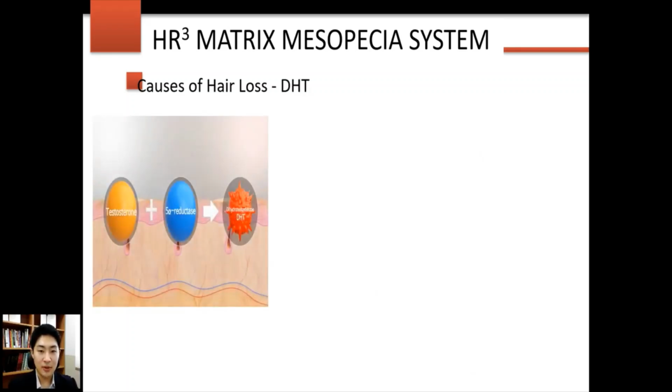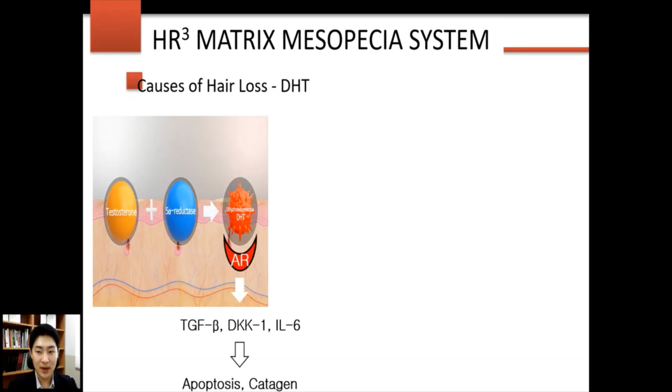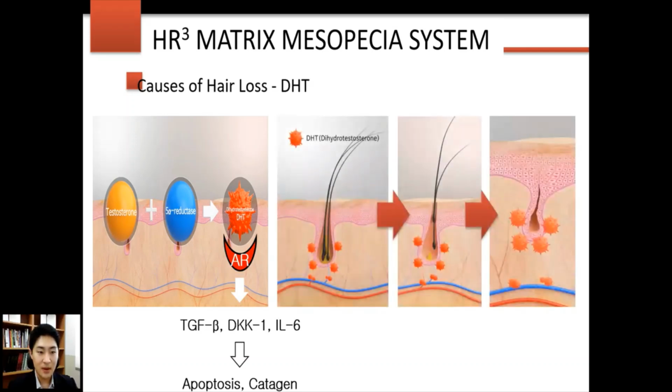When testosterone in the blood reaches the scalp and meets 5-alpha reductase present in the hair follicle, it is converted to DHT. Then, DHT binds to the androgen receptor of the hair follicle and causes various signals, inducing TGF-beta, DKK1, and interleukin 6. They are able to promote the apoptosis of cells and the anagen to catagen transition in the hair follicle. These result in hair growth arrest and thus hair follicle miniaturization.